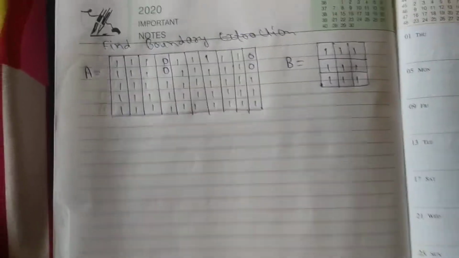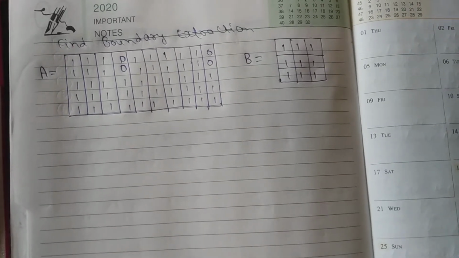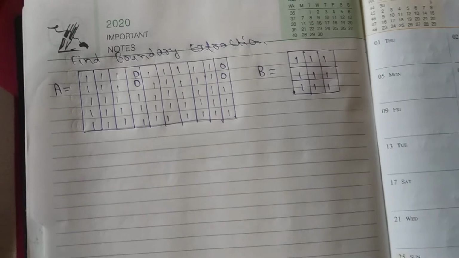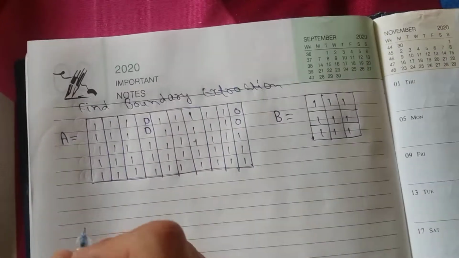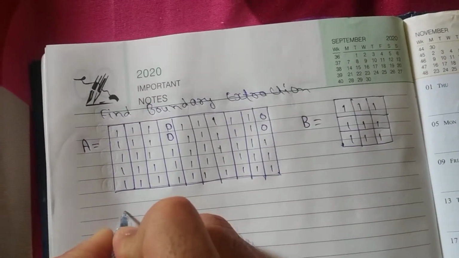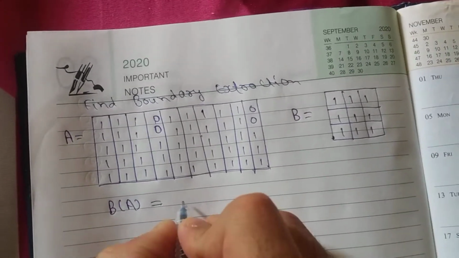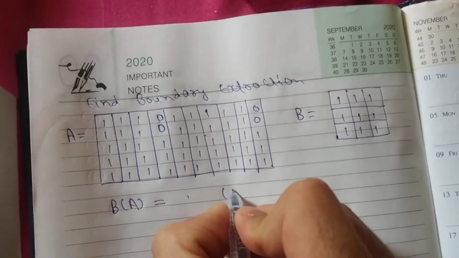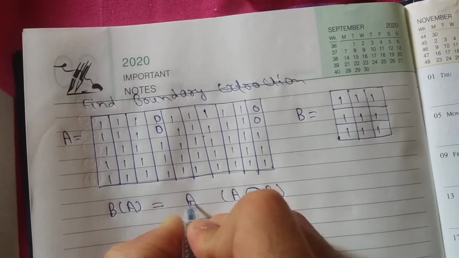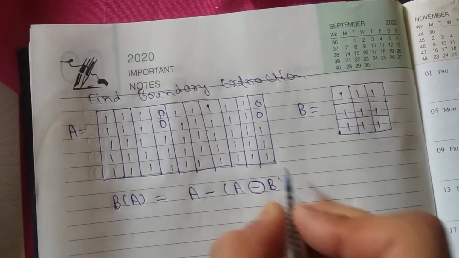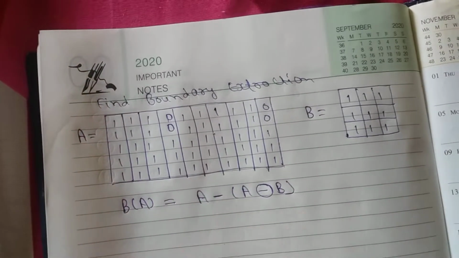So in this video we are going to solve another very important problem of digital image processing, in which we find the boundary of image A with the help of B. In order to find the boundary of image A with the help of B, we have to apply a formula. First we have to erode A by B, and then we have to subtract the erosion value that comes out of this calculation from A itself.